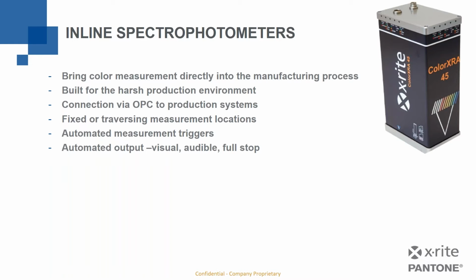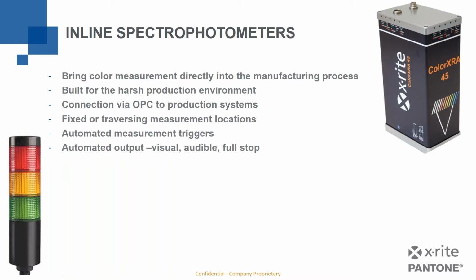And the device, of course, can automatically have output, right? It can be visual, like a light tree, where hopefully, most of the time you're running production, that light's green, meaning everything's good. But if your color starts to drift, it goes yellow. And if you get to a failure state, the light goes red. It can be hooked up to audible feedback. It can even do a full stop if it reaches a critical point. So those outputs allow us to do those kinds of things.